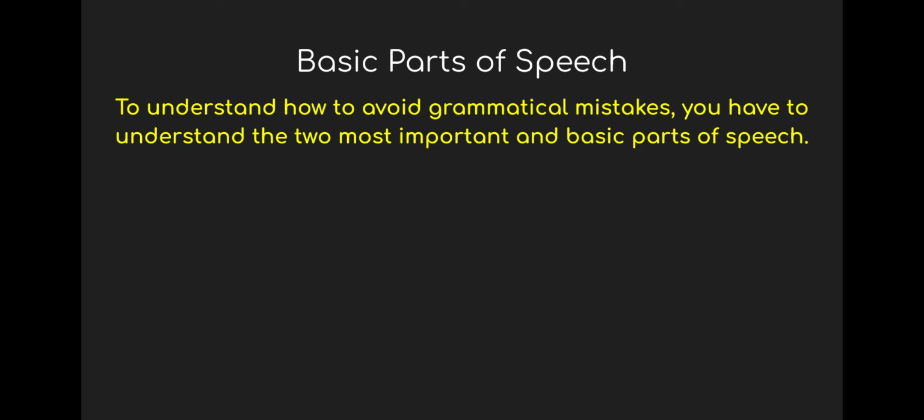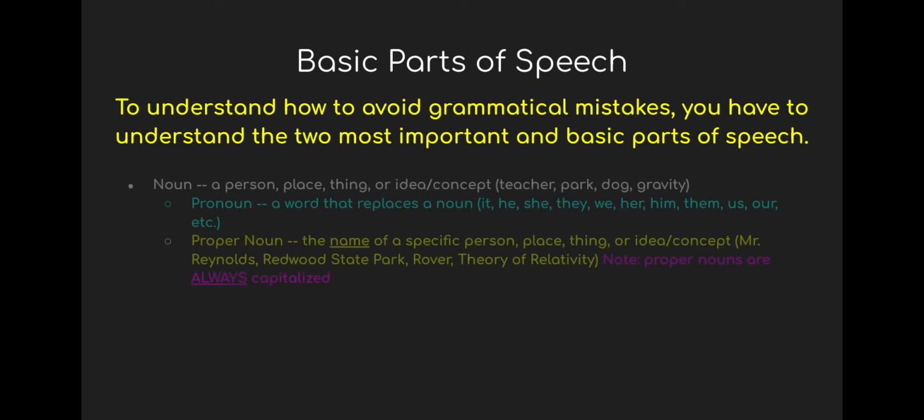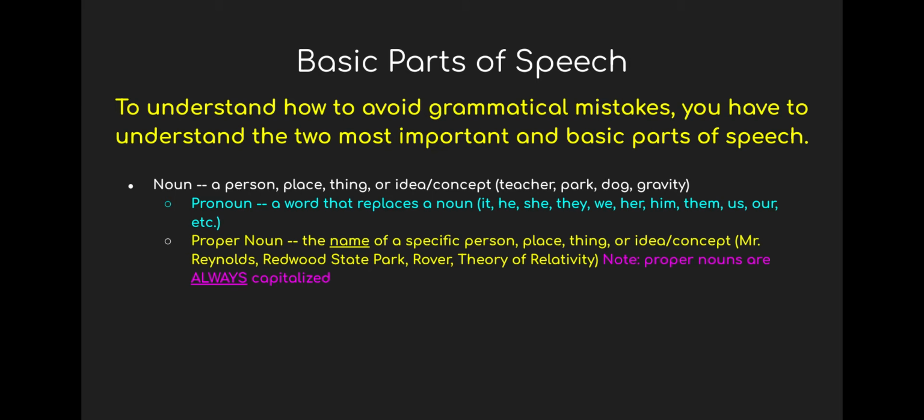You have to understand the two most basic parts of speech, the noun and the verb. So a noun is a person, place, thing, or idea. It might be easier to understand idea as a concept. So a person like teacher, a place like park, a thing like dog, an idea or concept like gravity.